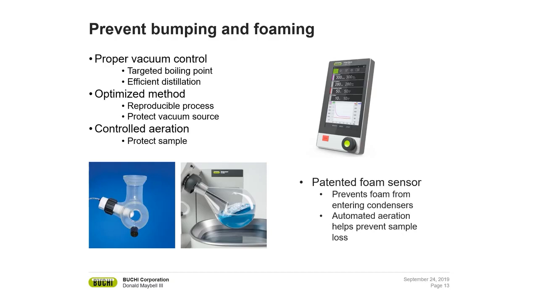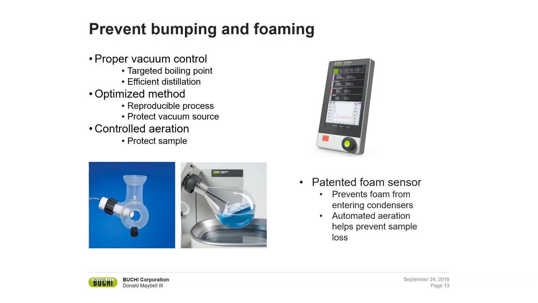Now, onto the foaming part. Here at Büchi, we have a patented foam sensor, both on the benchtop and the industrial scale. What the foam sensor does is it detects that the sample is foaming, or even slight bumping situations. So if your sample starts to bump, the sensor will detect it and it will automatically aerate the system. By doing this, your sample stays protected and someone doesn't have to sit there and watch the process run for however long it takes, especially if you're working with larger volumes.